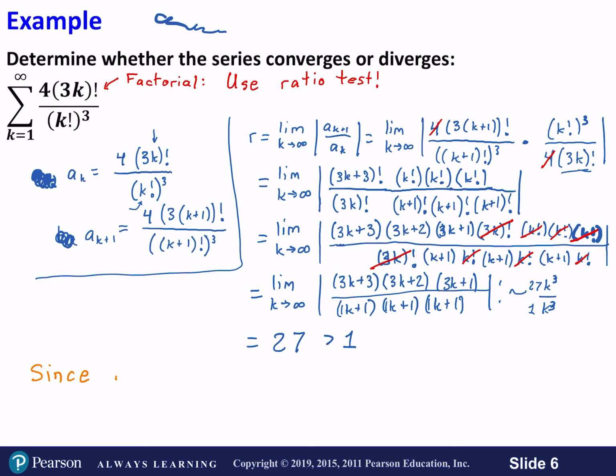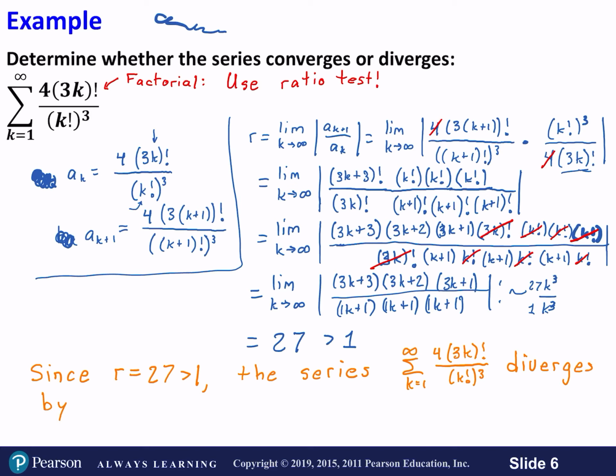Since r is equal to 27, which is greater than 1, the series sum from k equals 1 to infinity of 4 times (3k)! over (k!) cubed diverges by the ratio test. Alright, so that's all we got to do.